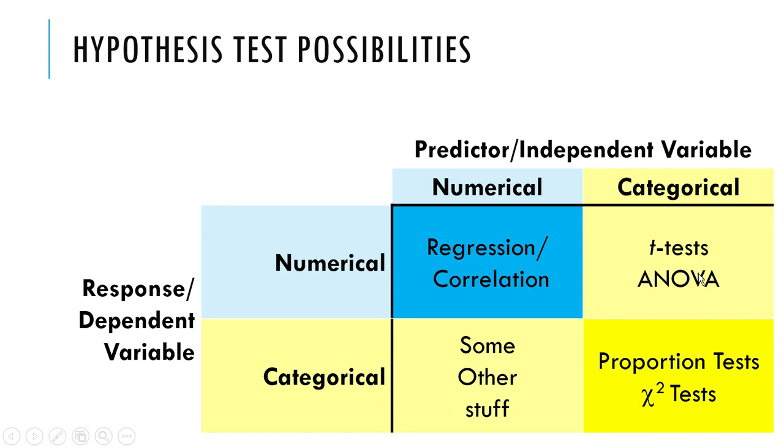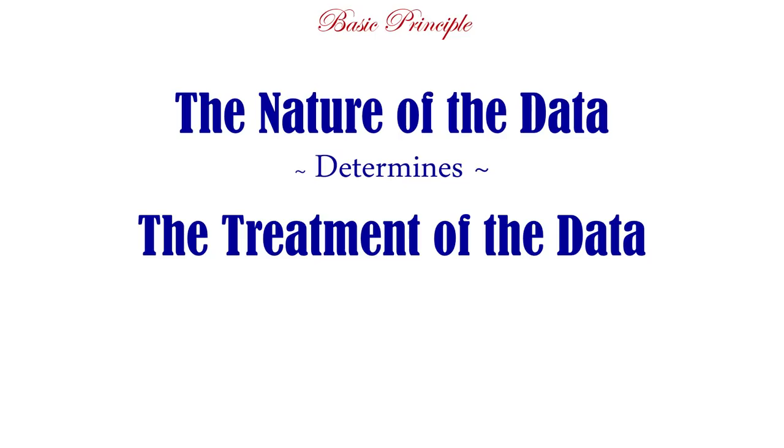That's t-tests and ANOVA. And then down here, proportion tests and chi-square tests are when you have a categorical variable and a categorical variable. You have two categorical variables. And so that's the situation we have here. We're going to have two categorical variables right here, and each of them are going to be binary. Each of them are going to have only two possibilities. They're going to be dichotomous.